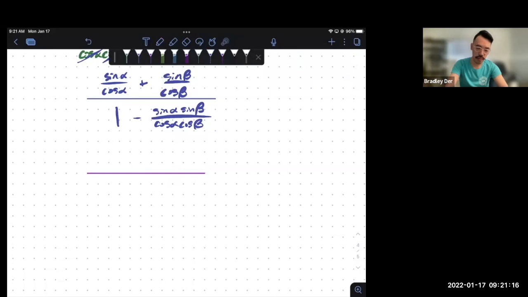Or this is just tangent of alpha. This would be tangent of beta. We just have our 1 minus. And then sine alpha over cosine alpha would be tangent of alpha, like we just saw. We also have tangent beta. So this would be the product, tangent alpha tangent beta.